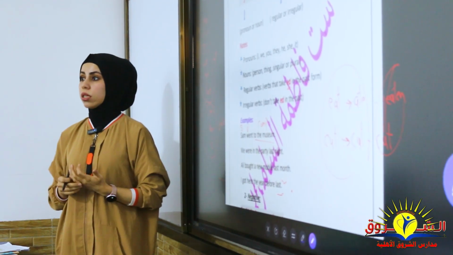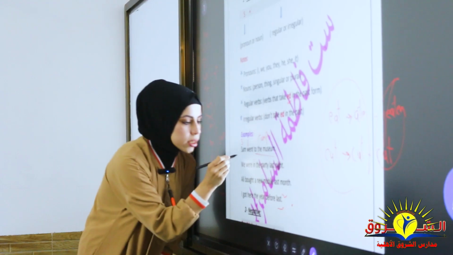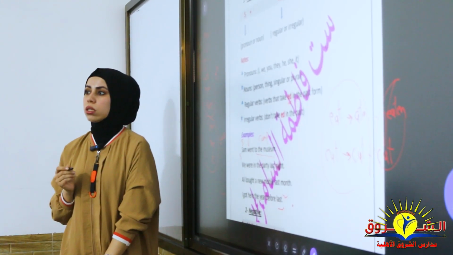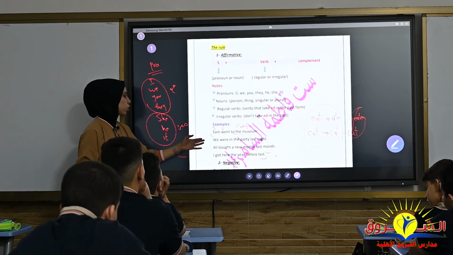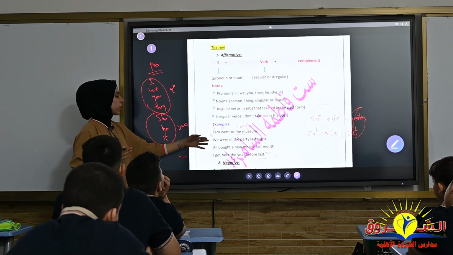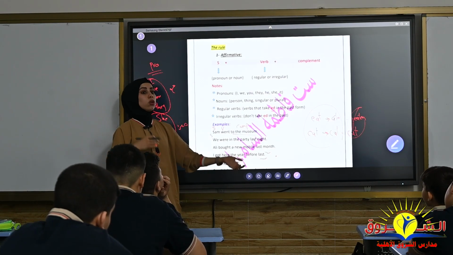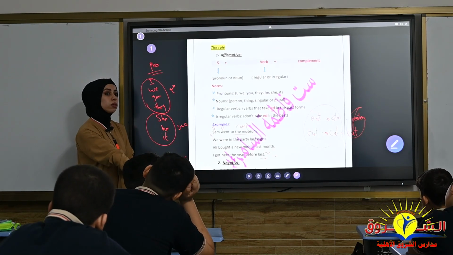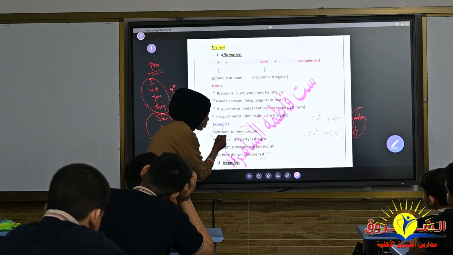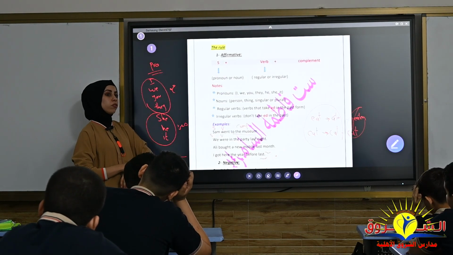Where is the subject? We. Here is the subject. What's the kind of the subject? Is it pronoun or not? Pronoun. Good job. And here, pronoun, do we consider it singular or plural? Plural. Bravo, plural. What about the verb? What is the verb? Were. Is it regular or irregular? Irregular. What's the base form for were?